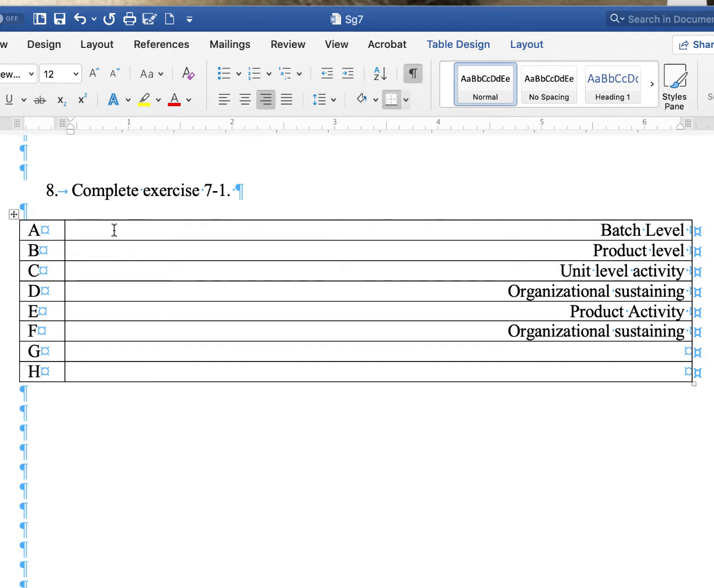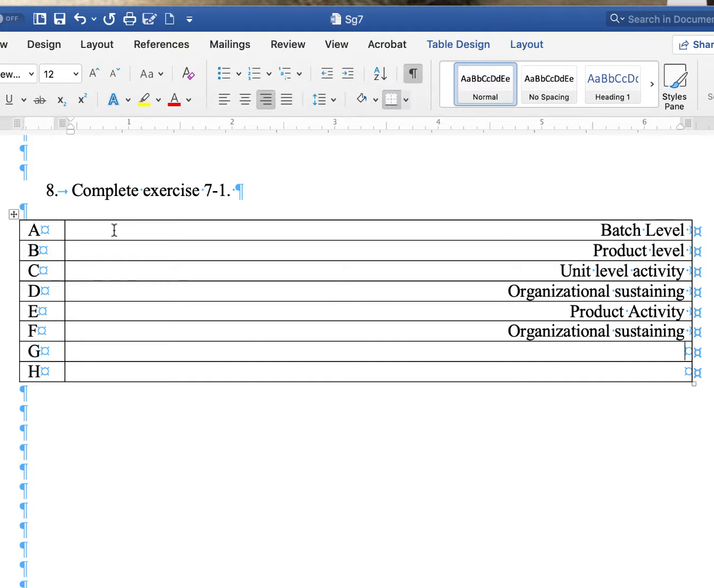Organizational sustaining activity. Why? Well, because remember what our organizational sustaining activities are: admin costs that we incur, as well as idle capacity. We're not producing anything, but we have costs, because we've got to fix the machines or do preventative maintenance. We're not going to allocate that to a product because it's idle cost. So it's automatically going to be organizational sustaining.